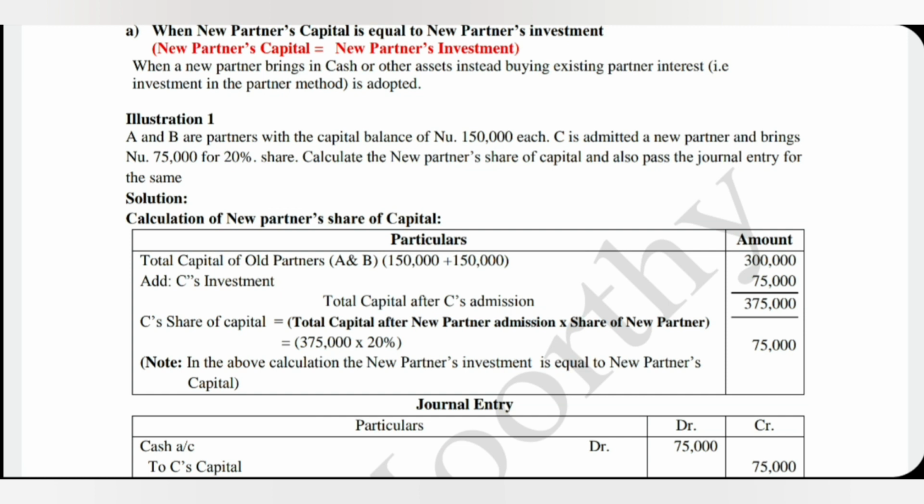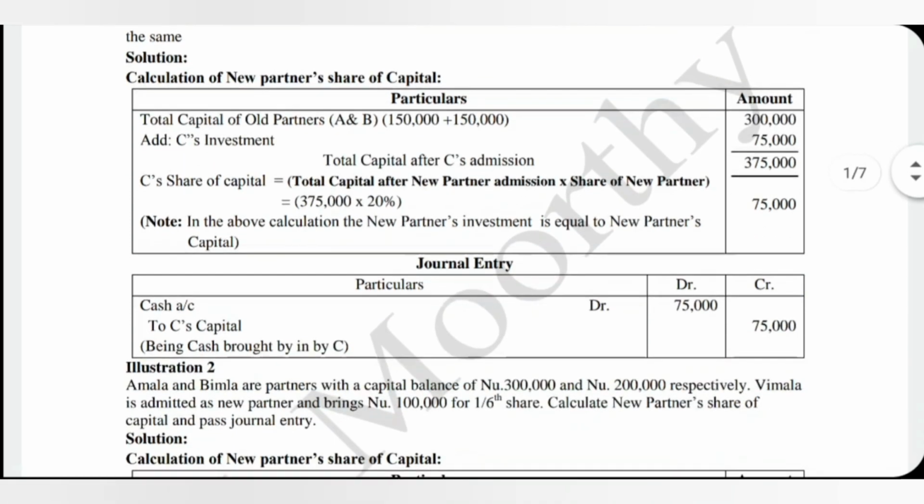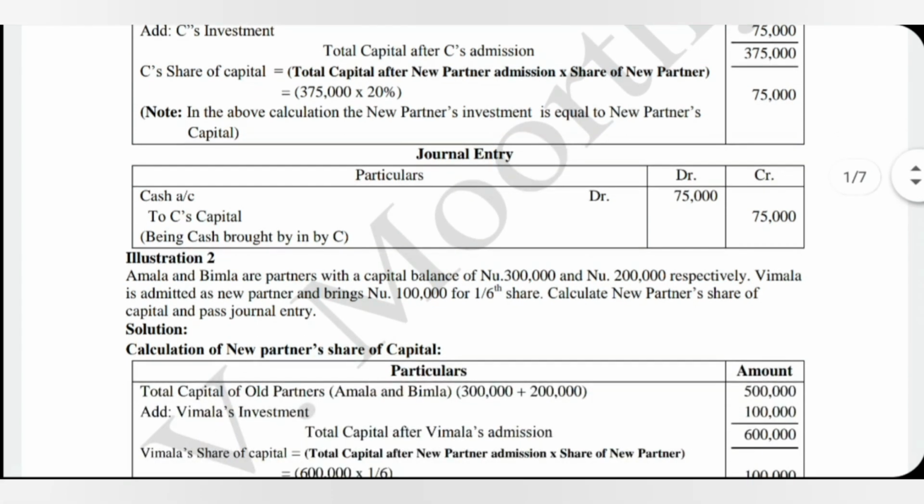The journal entry which has to be passed here is the cash account to be debited and the new partner's capital account, that is C's capital account, to be credited 75,000, which is the amount of money which is brought in by C. We can take the next illustration.